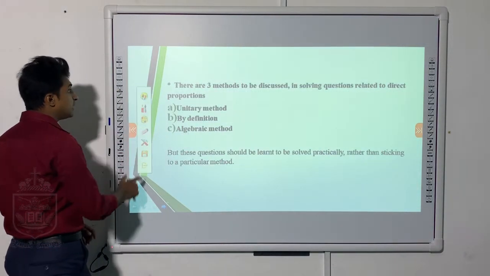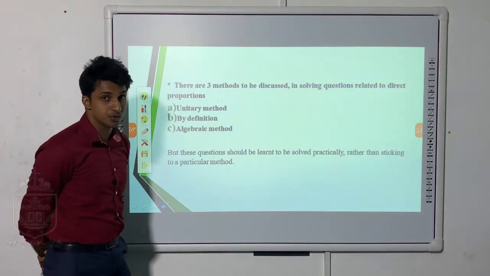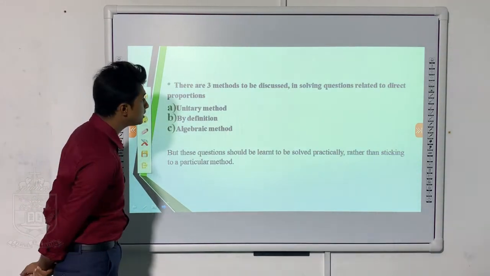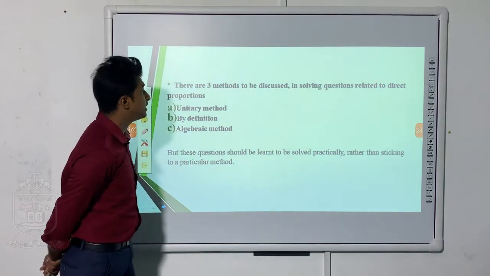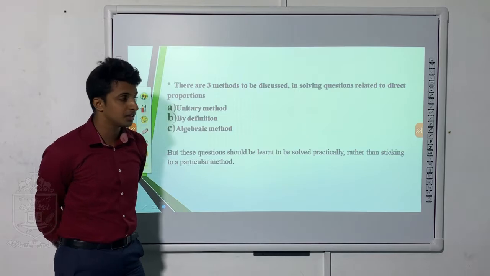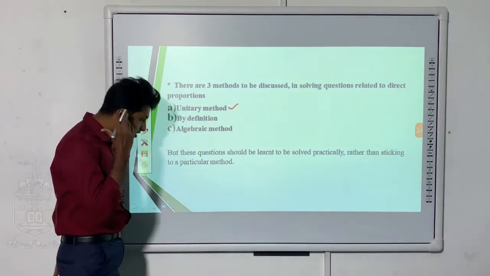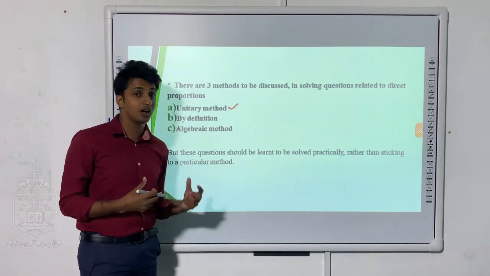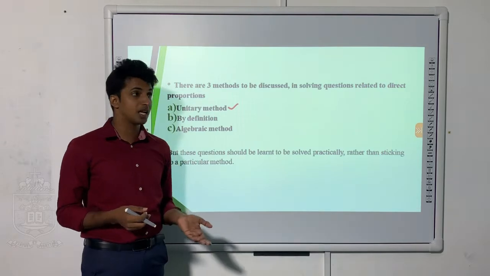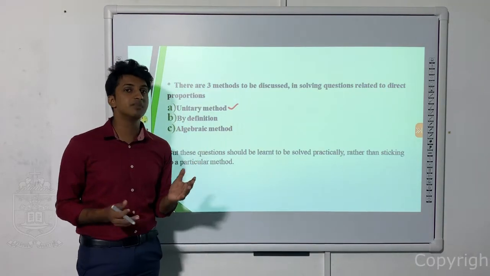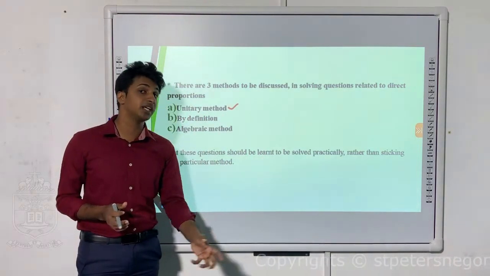Then there are 3 methods to be discussed in solving questions related to direct proportions. You can use 3 methods to find the value related to questions under direct proportions. One is the unitary method. I'll just explain in general, because I'll be explaining how these methods are used in the other examples I'll be doing. Unitary method is basically you find the value for 1 unit, then you find the value for the entire part.